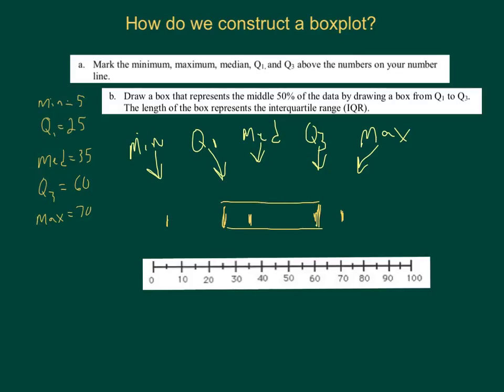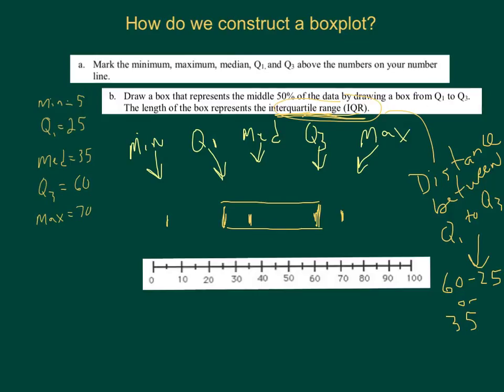And then the length of the box now represents the interquartile range. Inter, within the quartiles, right, and the range, the distance between Q1 to Q3. That distance, as you see over here from Q1 to Q3, is 60 minus 25. I do the big number, Q3 minus Q1, or just 35 units. So if somebody said, what is the interquartile range, you would say 35 units.